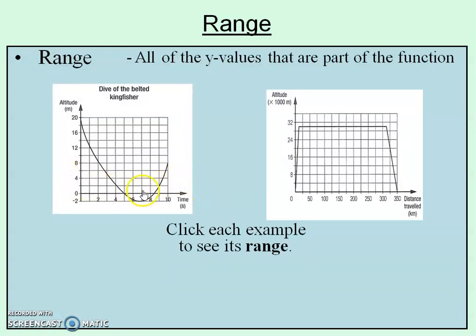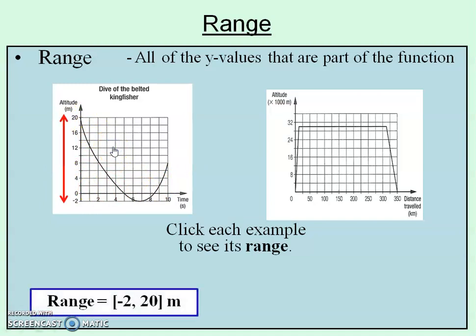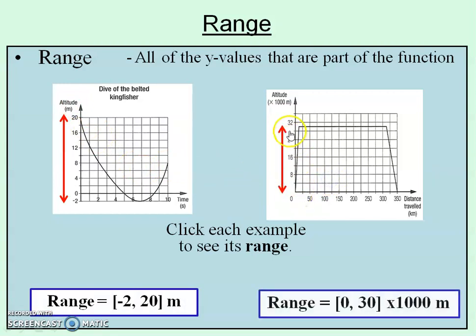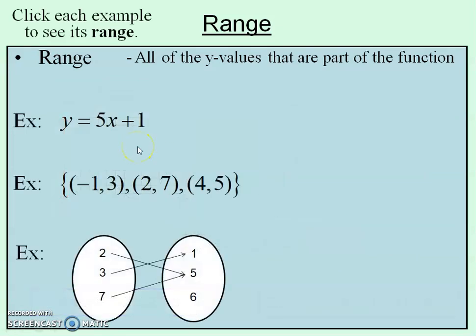The lowest y value here is -2. It goes up to a value of about 20, it looks like on this graph. So -2 to 20, I include units if they're there. That's my range. And here went from 0 to 30,000 meters. I included that in my units, but if I had written 0 to 30,000, that would have been correct as well. And the same idea here, range is all of the y values.